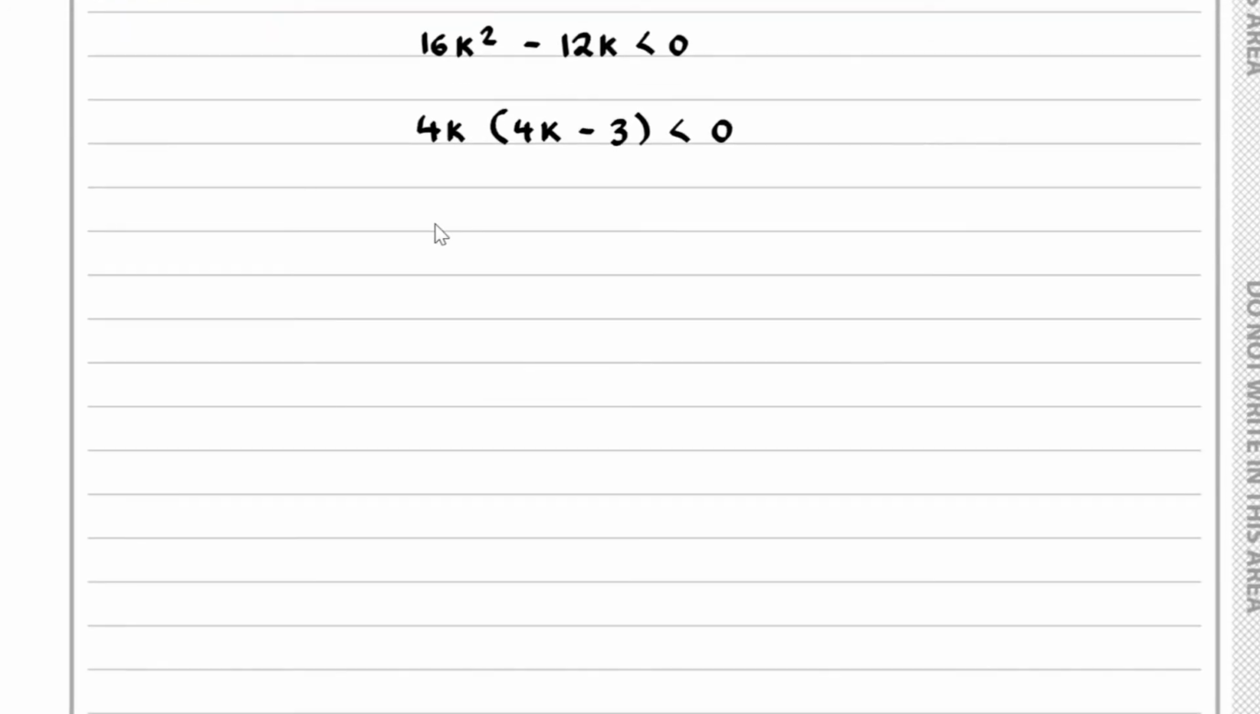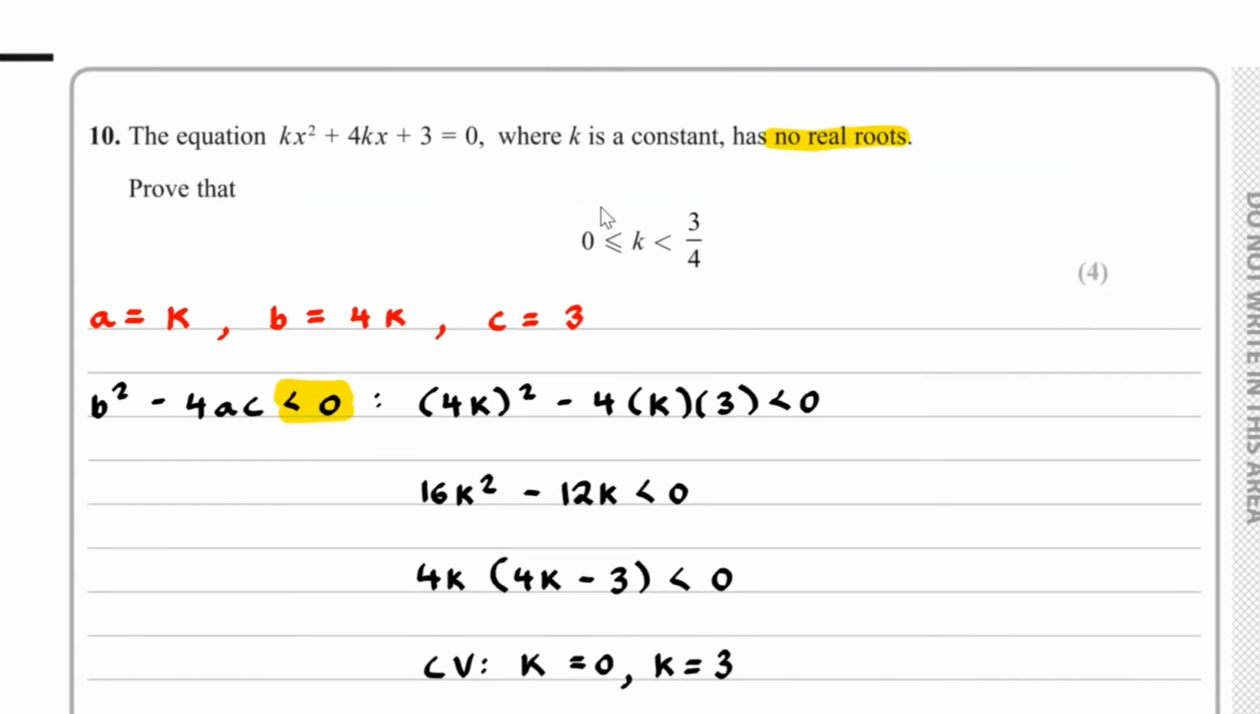And so our critical values, we've got k equaling 0 and k equaling 3 over 4. And if I attempt to solve the inequality, because it's less than 0, we've got 0 being less than or equal to k, which is less than 3 over 4. But we need to be careful here. We want no real roots.